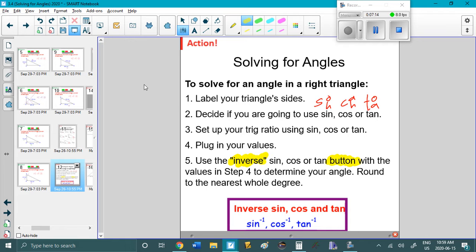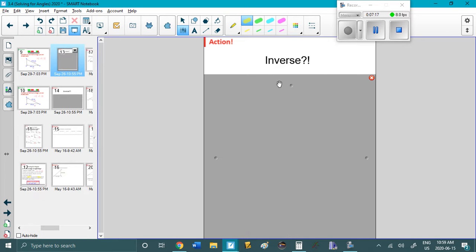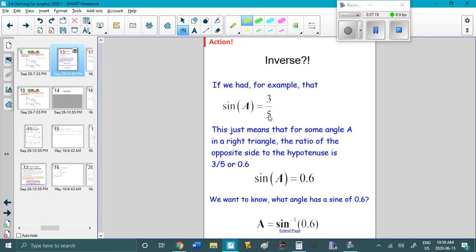So let me show you how that will work. All right, what's inverse? Well, in this case, we have sine A equals 3 over 5. This just means that for some angle A, the ratio of the opposite to the hypotenuse is 3 over 5. So this would tell us that in this case, our opposite is 3 and our hypotenuse is 5. So yesterday, we had the angle that went here, so we would just type sine angle. But this time, we're solving for the angle, so it's a little bit backwards.